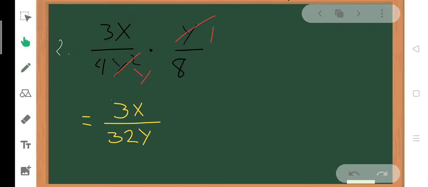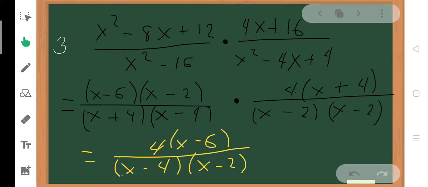Okay? So we can now multiply 3x times 1. We have 3x. Then 4y times 8, that is 32y. So this is already in simplified form. Okay, another one. We have x squared minus 8x plus 12 all over x squared minus 16 times 4x plus 16 all over x squared minus 4x plus 4.